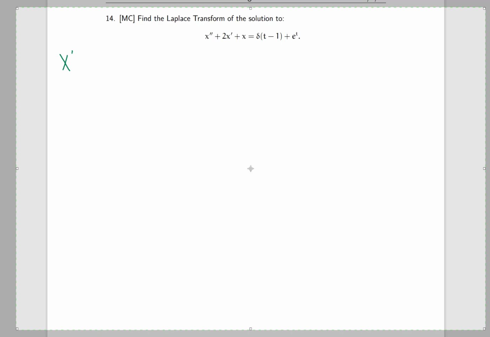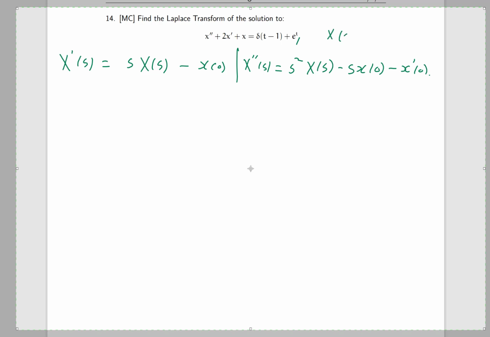The Laplace transform of x prime of s is equal to s times the Laplace transform of x minus x of 0. And similarly, the Laplace transform of x double prime of s is equal to s squared x of s minus s x of 0 minus x prime of 0. I'm missing something here. I should tell you the initial conditions. x of 0 is equal to 0, and x prime of 0 is equal to 1. Those are the initial conditions that we're going to go with.